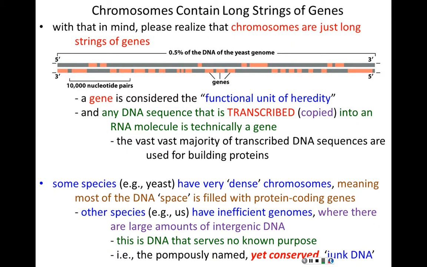However, it's my personal belief that this is a bit of a pompous name. This junk DNA with no yet known purpose is conserved. The cells go to great lengths to repair this DNA when it's mutated. Individuals have similar sequences in these regions, which means that the cells are trying to keep this DNA accurate. So just because we don't understand it yet doesn't necessarily mean it's junk. It just doesn't code for proteins. So we do have a lot of this extra DNA in our genome. It's just not quite clear yet why that DNA is there.